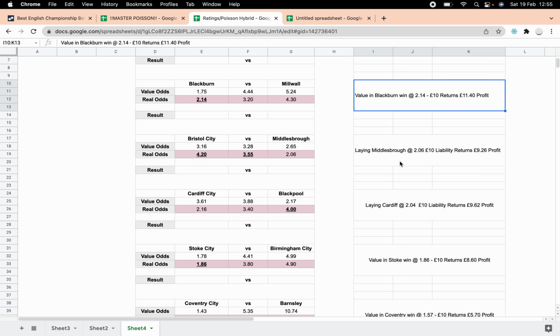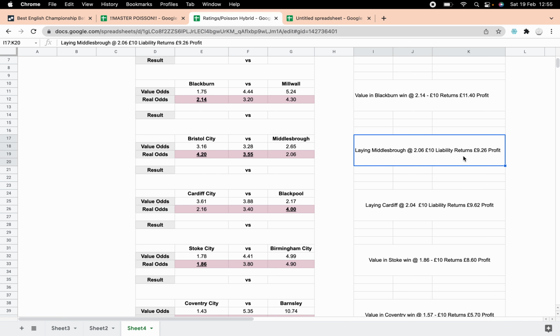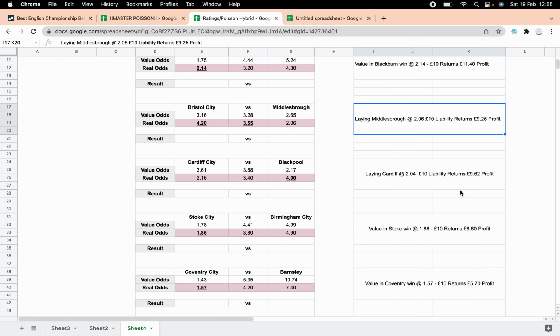Bristol Middlesbrough, we're going to lay Middlesbrough. Again, they're the favourites in terms of what the bookies and value suggests, who's going to win the game. But there's no value there in actually betting on them with the price being offered. But there is value with Bristol and the draw. So we're going to take that on at £10 liability, which would return £9.26 profit.